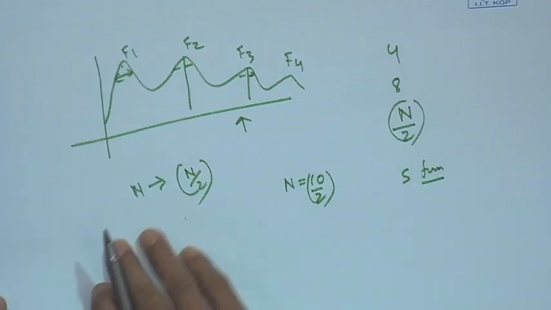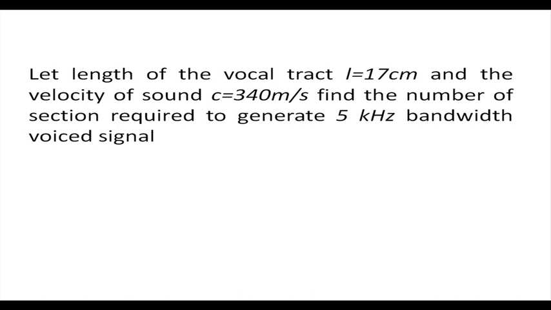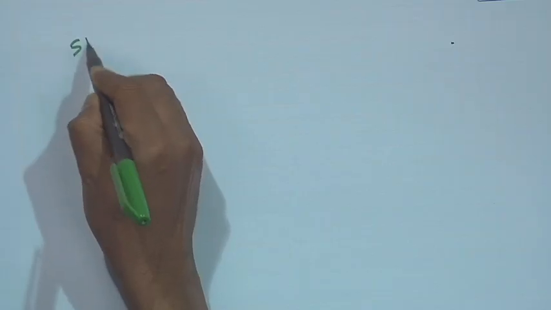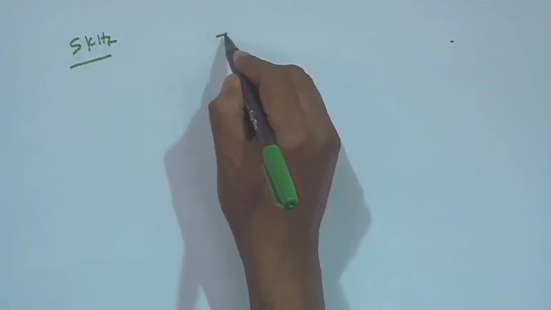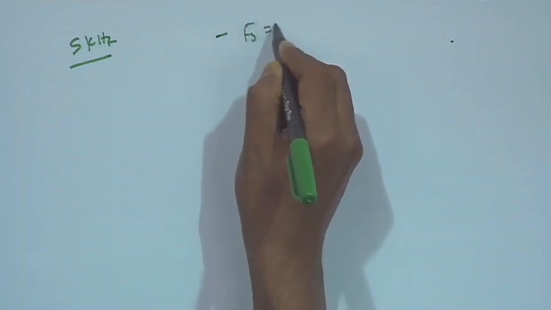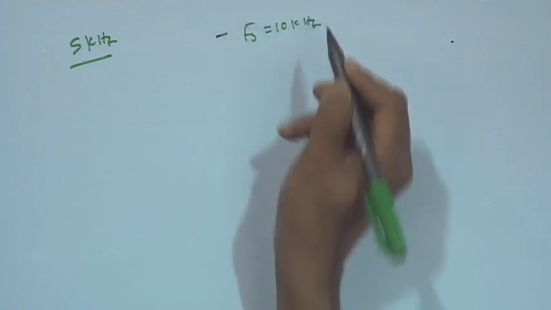Okay. On the other hand, let us derive the mathematics. There is an example I have given in the slides. Let the length of the vocal tract L be 17 centimeter and the velocity of sound be 340 meter per second. Find the number of sections required to generate a 5 kilohertz bandwidth voice signal. So, what should be the sampling frequency? Fs should be 10 kilohertz, okay?